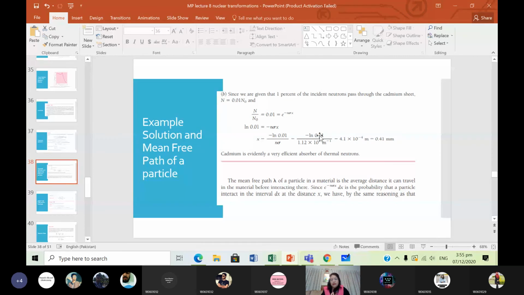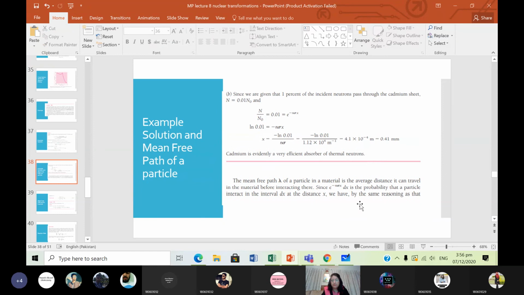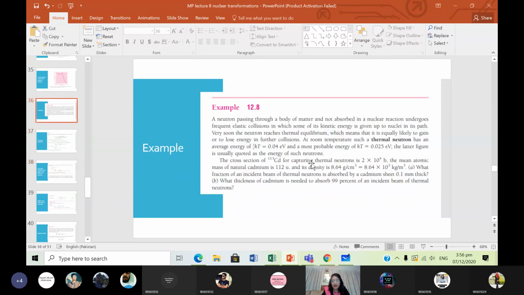So if you do ln 0.01, you will probably get the minus sign, and then the minus minus cancels, so you get this number over here. So cadmium is evidently a very efficient absorber of thermal neutrons. Okay? So we get 0.41 millimeters. That is what our answer is. What we needed: what thickness of cadmium is needed to absorb 99% of an incident beam of thermal neutrons.